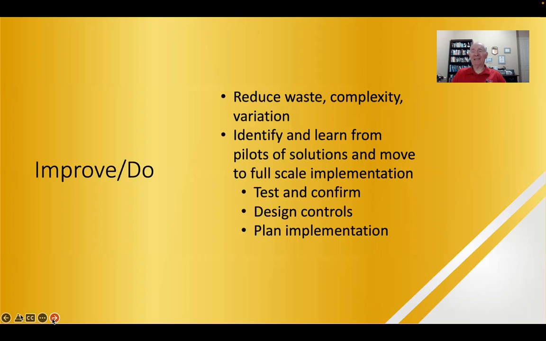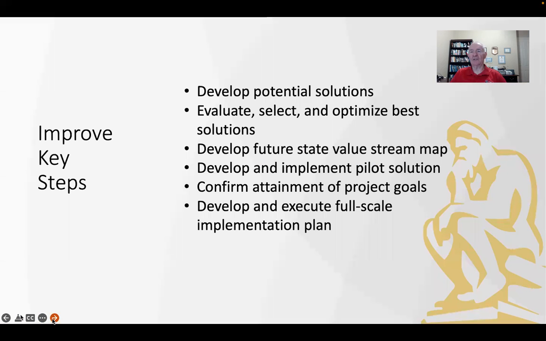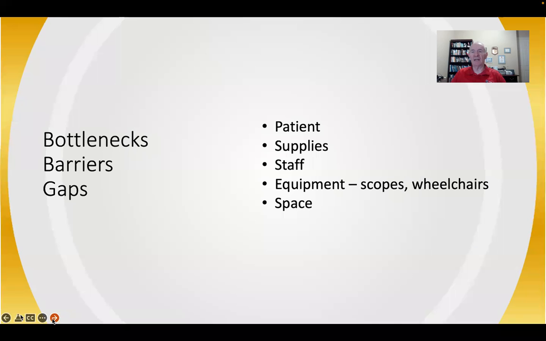As we think about the PDSA deployment platform, the do part is to actually do something about looking toward improving. So we've identified, or we're developing, our potential solutions in the improve stage. We want to evaluate, select, and then optimize the best of the solutions. And then maybe develop a future value stream map if we've used that tool. A key on this is to develop and implement a pilot solution, which we'll talk about in a few minutes. And then develop and execute a full-scale implementation plan is our ultimate goal from the improve stage.